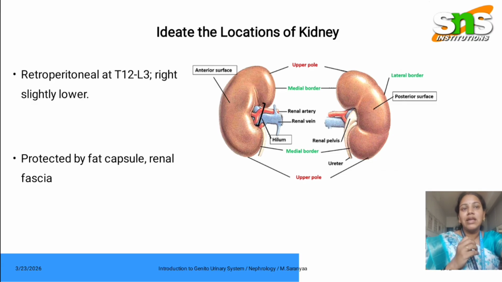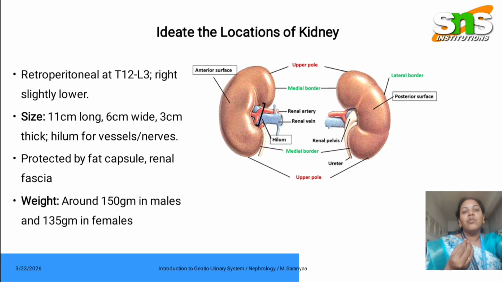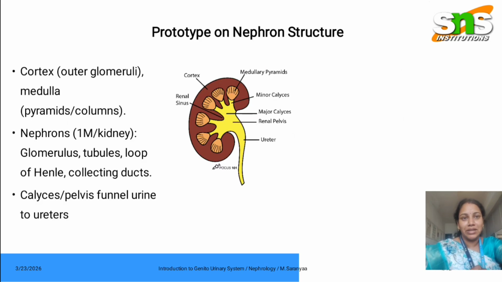In this image you can see the poles of the kidney. It has an upper pole, borders and surfaces, and the major center area of the kidney is called the hilum, where the major arteries and veins go inside and come out. The size of a kidney is about 11 cm long, 6 cm wide and 3 cm thick, and the hilum is for the vessels and nerves to enter into the kidney and leave, and it is protected by a fat capsule and renal fascia. The weight of the kidney is about 150 grams in males and 135 grams in females.